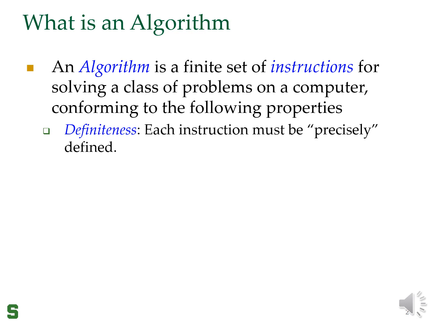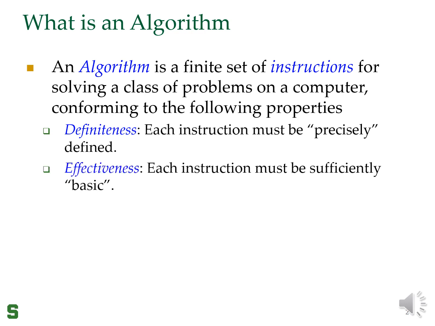being definite. That means each instruction must precisely define what it means. You can't have some vague instructions that could have different meanings at different times. Each instruction must be sufficiently basic. In other words, you can't have instructions that make you do stuff that is too complicated. You can't have an instruction that says solve world peace and then do something. You can't have that.